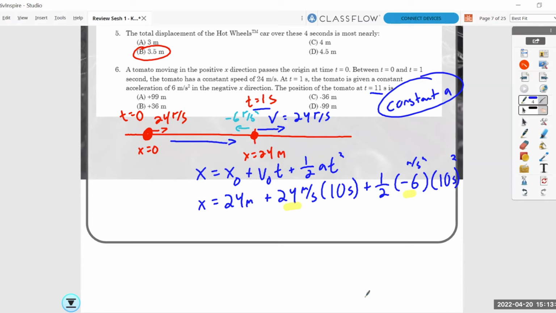do some calculation. So this will be 24 plus 240 minus, well, that 10 squared will be 100, it'll be minus 300. And I believe if you do this out, you end up with -36 meters in this case. This is calculationally a little bit more complicated than I might expect, but I think it's still a good trial for that kinematics knowledge in this case.